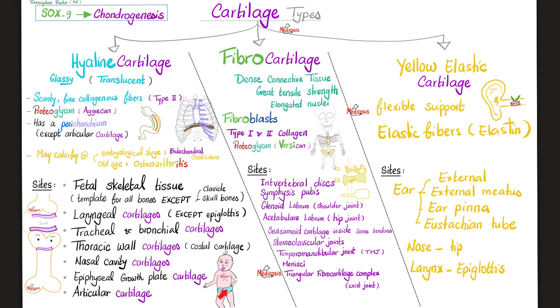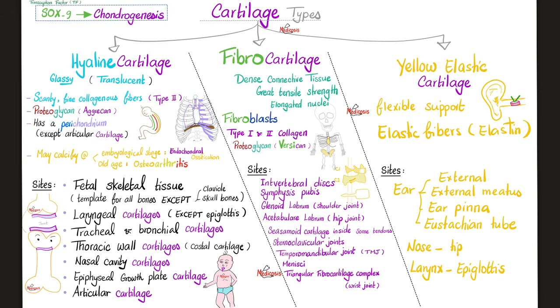How about the symphysis pubis? The symphysis pubis is in the midline, made of fibrocartilage. The temporomandibular joint is not in the midline, but close enough, also fibrocartilage. And there are other examples discussed in great detail in my video titled Cartilage.